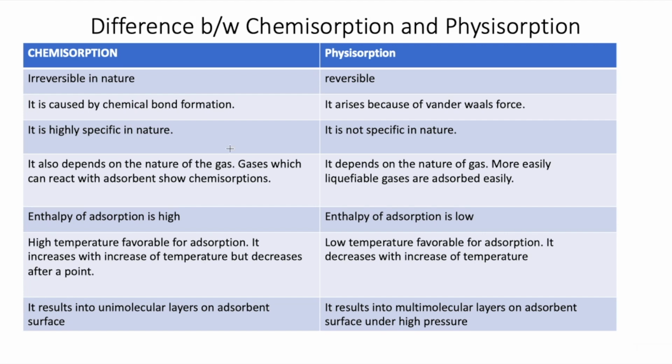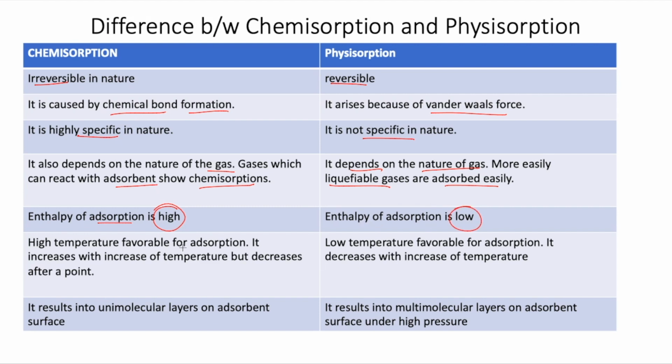You can see chemical adsorption is irreversible in nature, whereas physisorption is reversible. Chemisorption is basically caused by chemical bond formation, whereas in physisorption van der Waals forces are responsible for the adsorption. Chemisorption is highly specific in nature, whereas physisorption is not specific as such. Chemisorption depends on the nature of the gas. Gases which can react with the adsorbent show chemisorption, whereas physisorption also depends upon the nature of the gas. More easily liquefiable gases are adsorbed more easily. Enthalpy of adsorption is high for chemisorption, whereas it is low for physisorption.